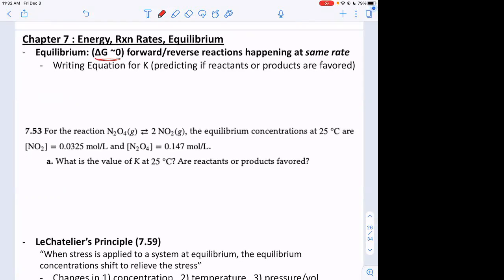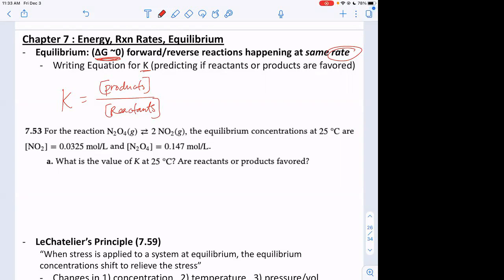So equilibrium is when we say delta G is around 0, and the forward and the reverse reactions are happening at the same rate. That doesn't mean you have equal concentrations of reactants and products. If we have a system at equilibrium, we can write an equation for K, our equilibrium constant, and then predict whether the forward or the reverse reaction is favorable, whether you've got more reactants or products at equilibrium. Remember, K is equal to, and I'll give you this equation, products over reactants, all raised to the power of their coefficient from the balanced chemical reaction.